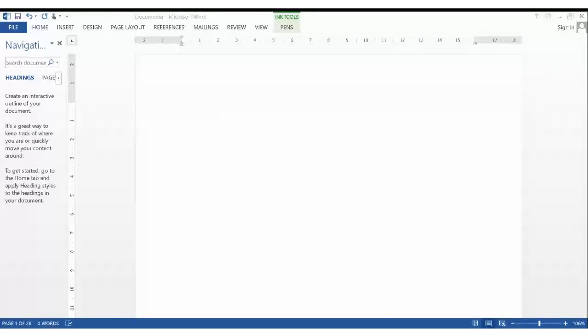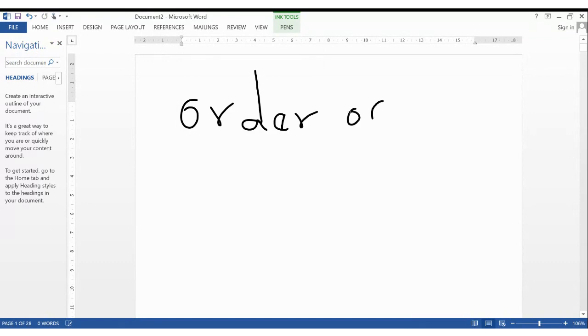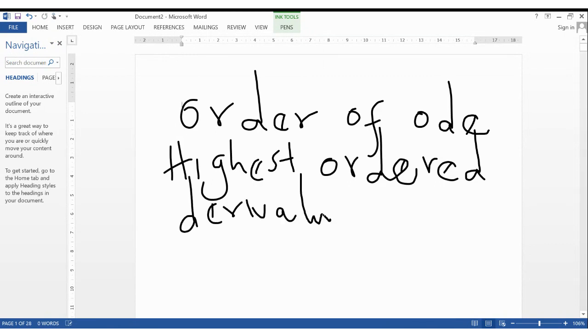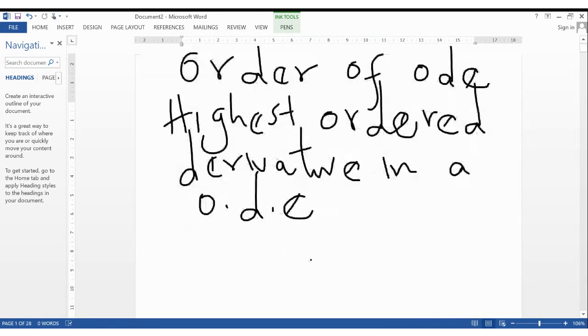So I'll start with an overview of what an order of a differential equation is, and a degree of order. Order of an ODE. The order of a differential equation is the highest ordered derivative in an ODE. And for me, ODE means ordinary differential equation. Let me give you an example just to demonstrate that.